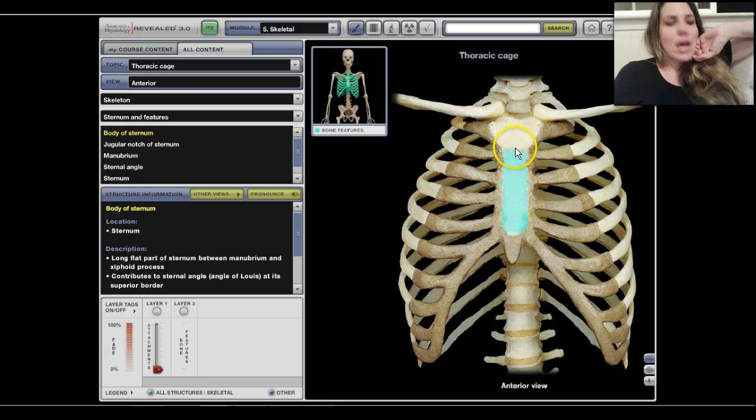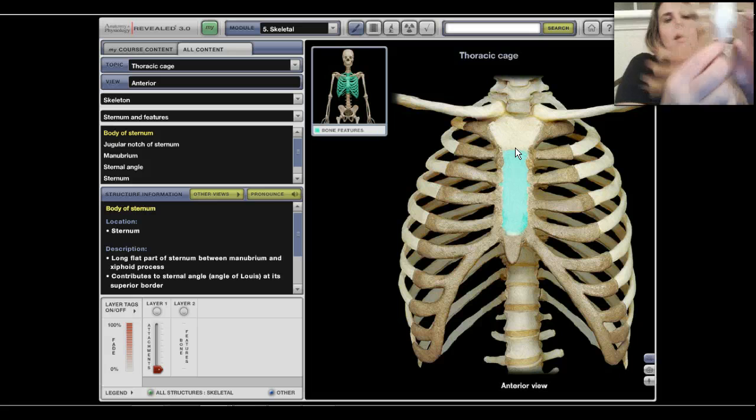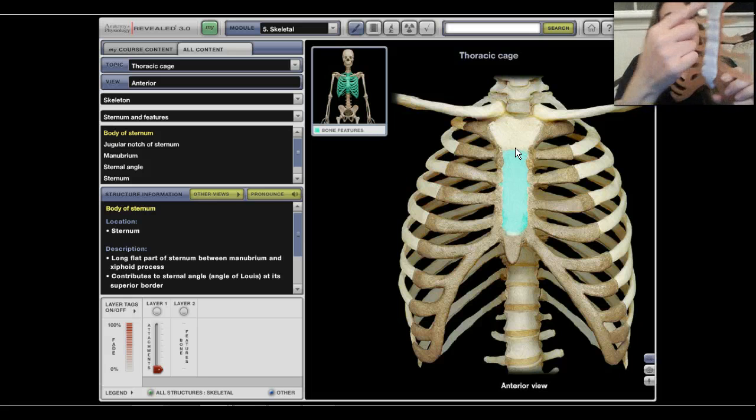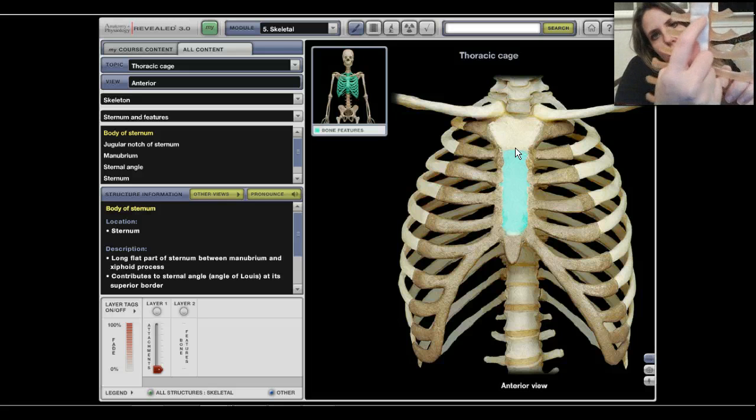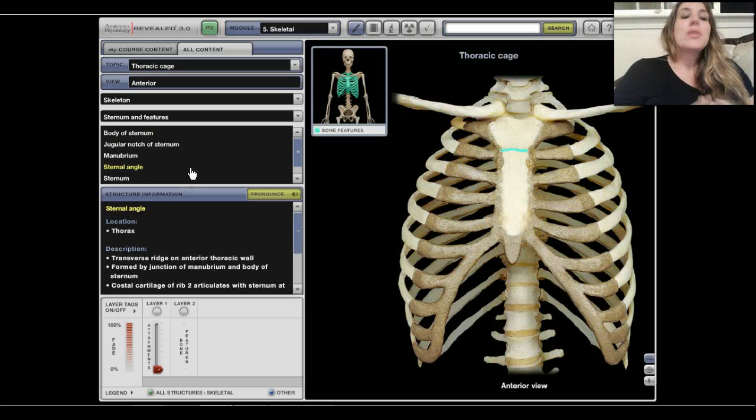And then there's a line. So let's go back over this again. Xiphoid process, body of the sternum, manubrium, and now there's a little line that goes right between the manubrium and the body. And that little line has a name, and it's called the sternal angle. So that's your sternal angle. Pretty easy, right? Not too hard.